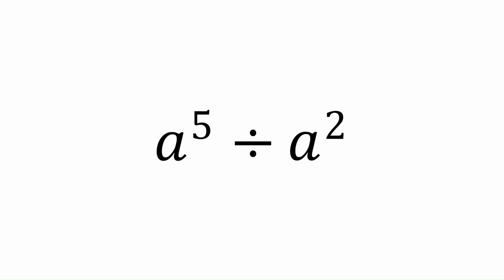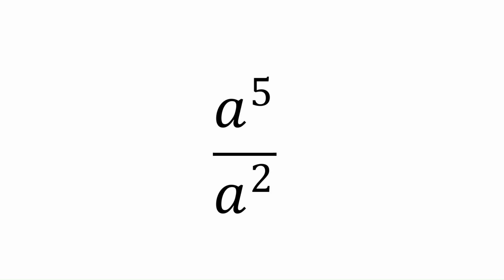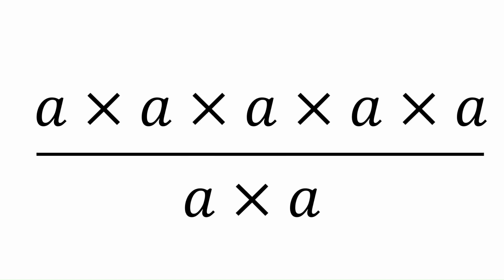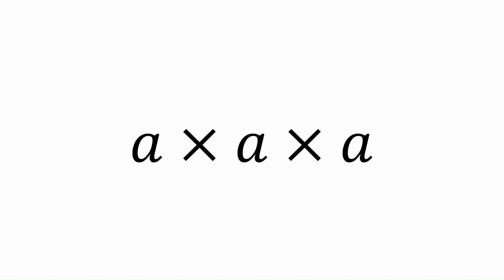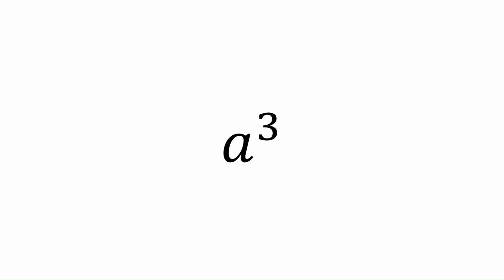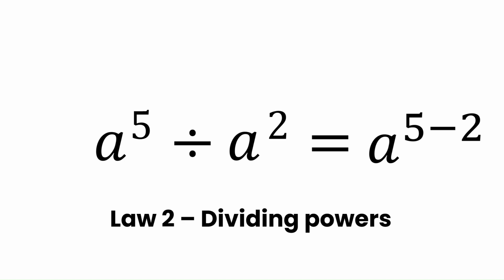The second law is dividing powers with the same base. When dividing powers with the same base, we subtract the indices. So if we had a to the power of 5 divided by a squared, we would get a cubed, or a to the power of 3. Again, this comes from writing everything out. a to the power of 5 means 5 a's multiplied together, and a squared means a times a. Because we have an a squared in the numerator and the denominator, we can cancel these out. This leaves us with 3 a's, so the answer is a cubed. So for division, the same base means we can subtract the powers.